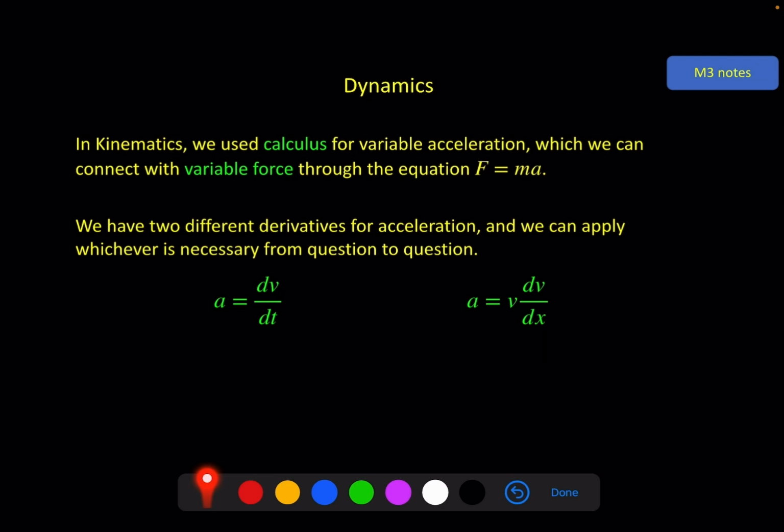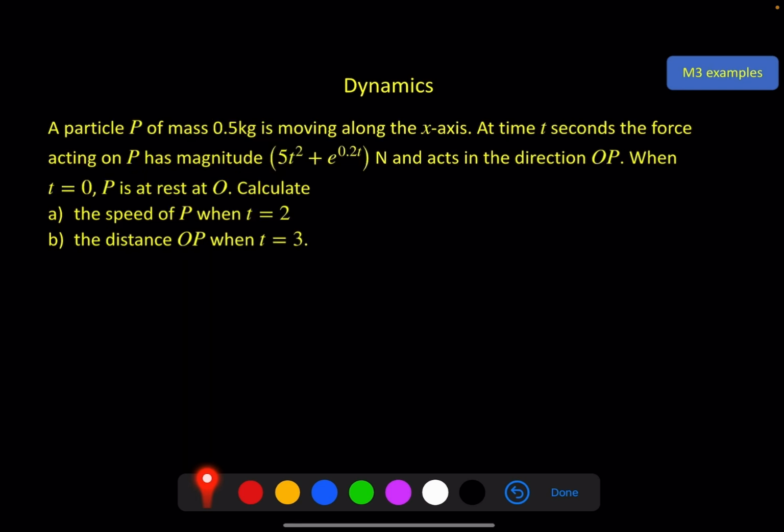All we're really doing is applying this work into this equation here. So a few examples. A particle P of mass 0.5 kilograms is moving along the x-axis. At time t seconds, the force acting on P has a magnitude this. So you can see we're being given a variable force as a function of time, and it acts in the direction OP. When t is 0, P is at rest and at O. Calculate these two things here.